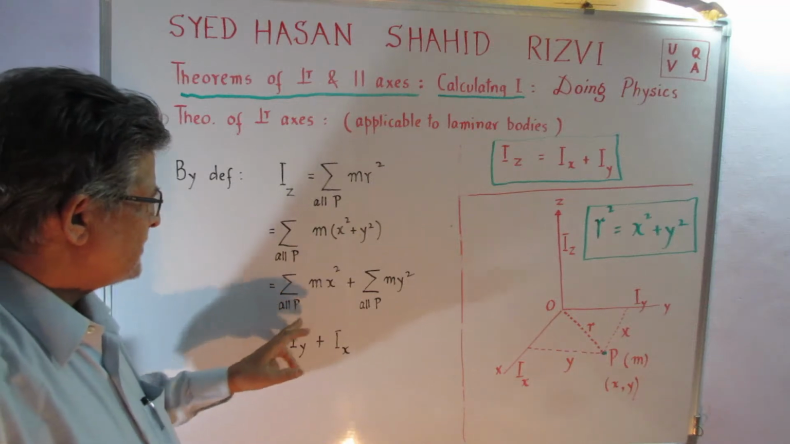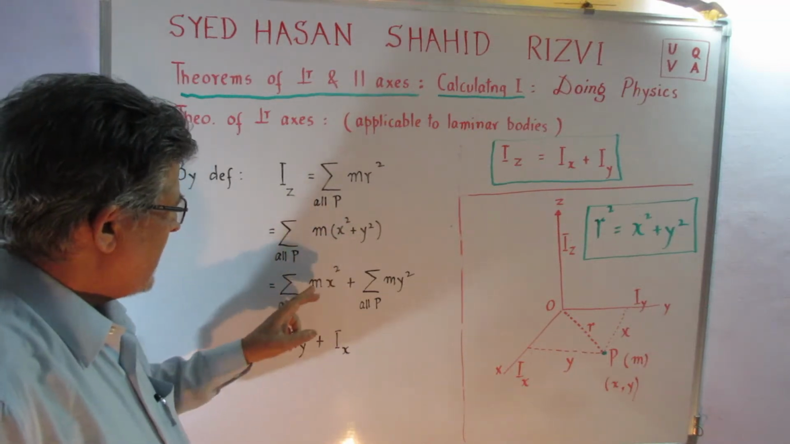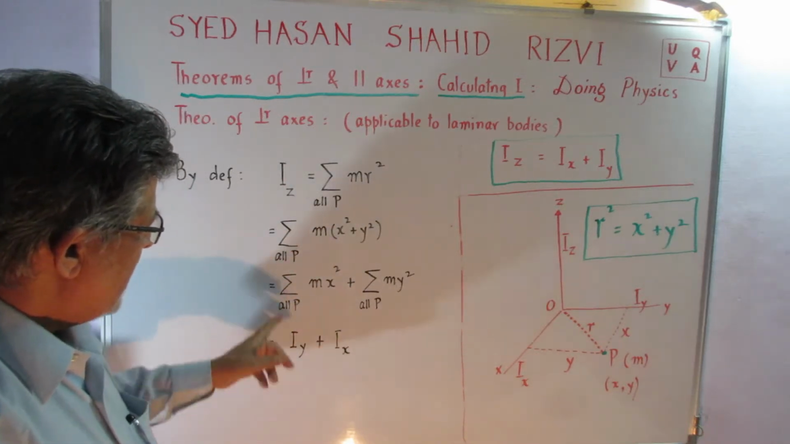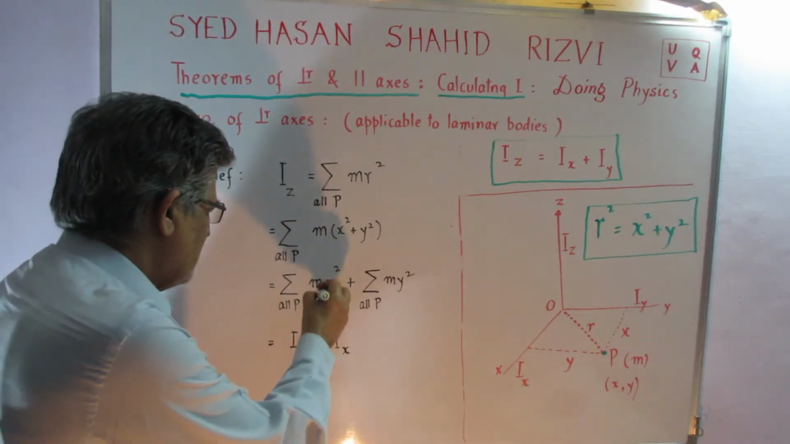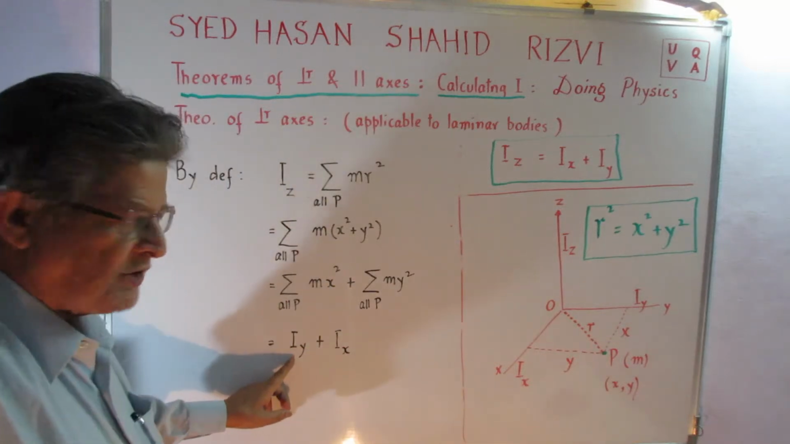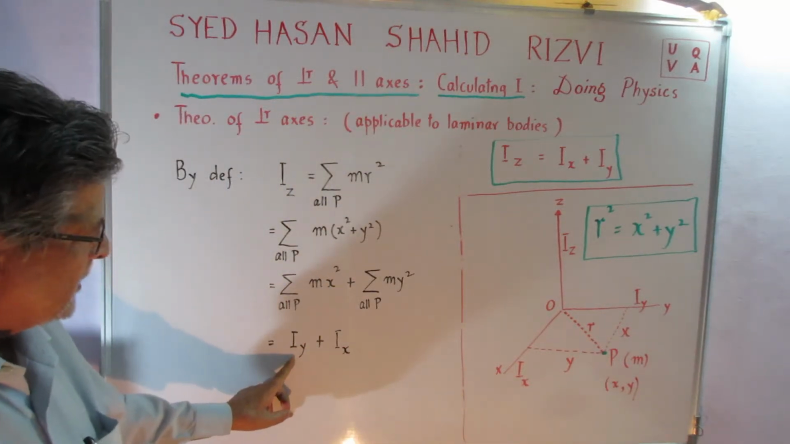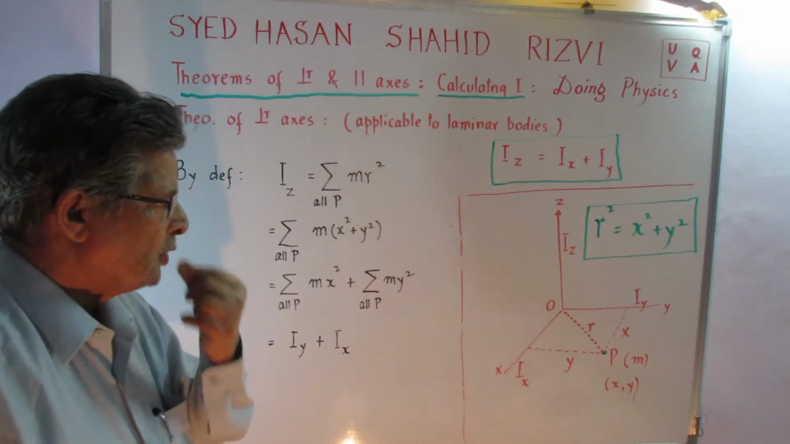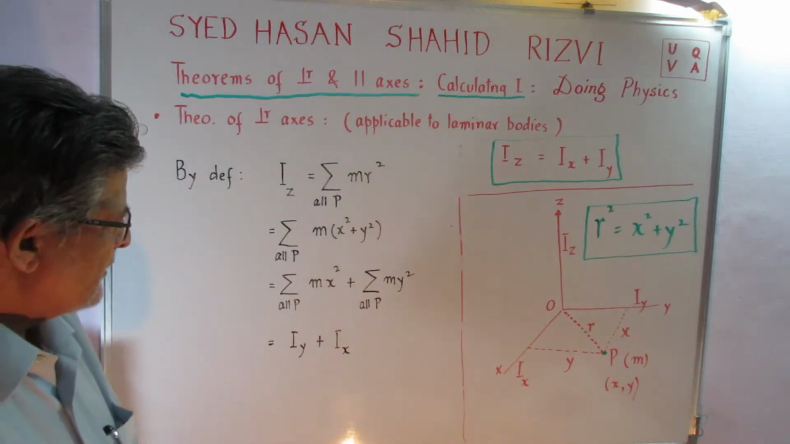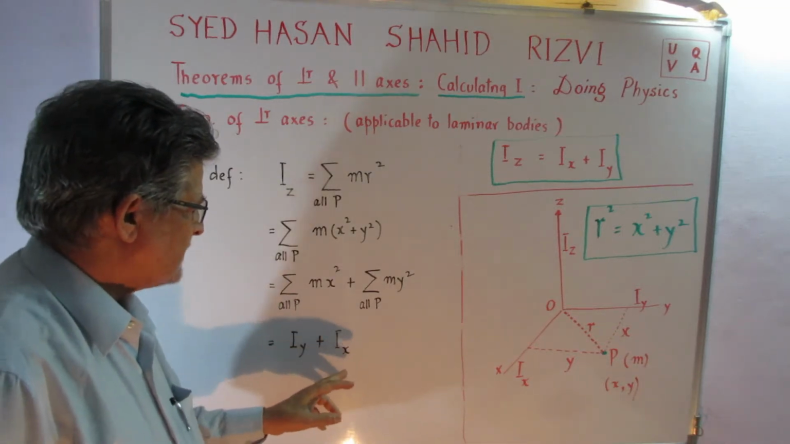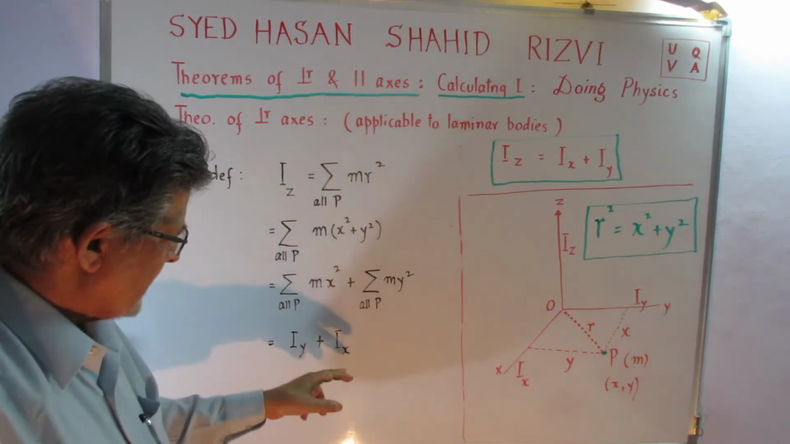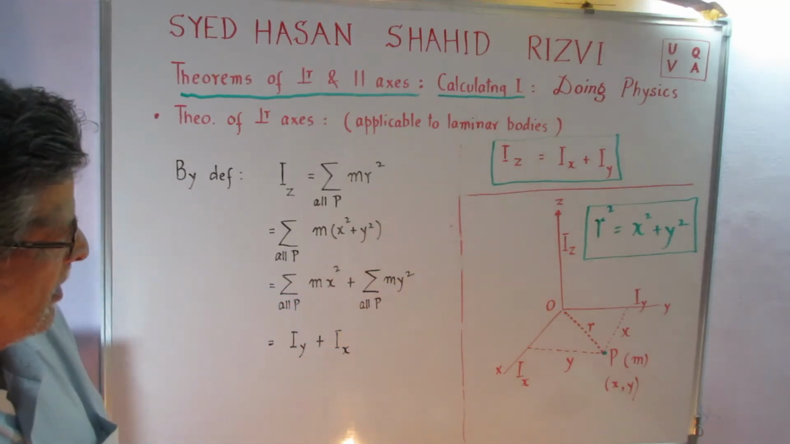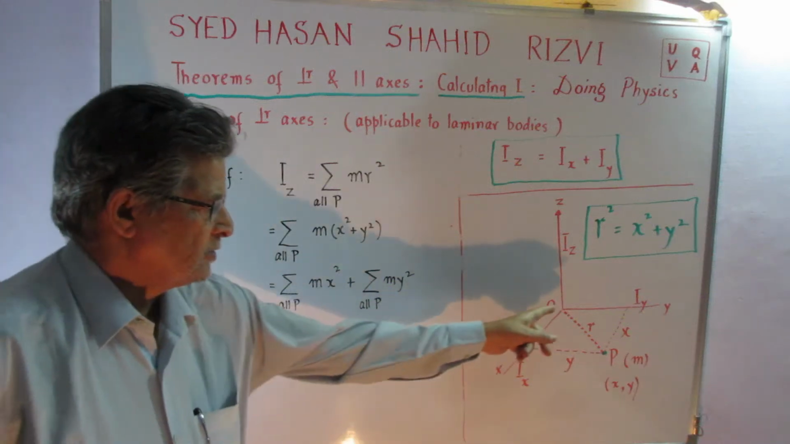And then I can separate these two quantities, mx square and my square for all point values. By definition, this mx square is Iy, the moment of inertia about the y-axis, the axis passing through the center of mass and center of gravity, plus Ix, the moment of inertia about the x-axis, when the x-axis is also passing through O.